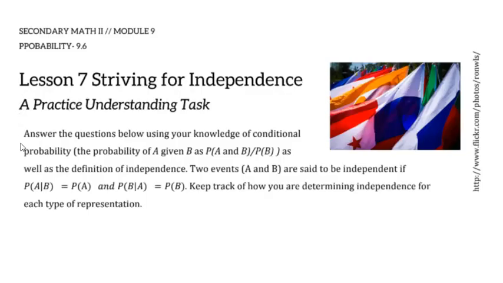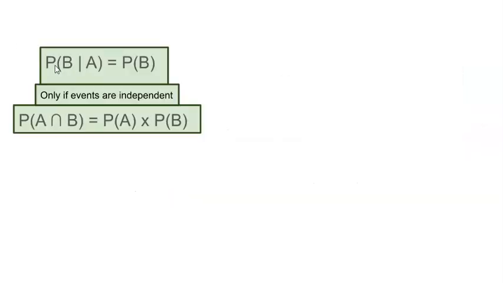So at the beginning of this lesson, we're given a few formulas. We are reminded that the probability of B given A equals the probability of B only if events are independent. From a previous lesson, we also learned that probability of A and B equals the probability of A times the probability of B only if the events are independent.